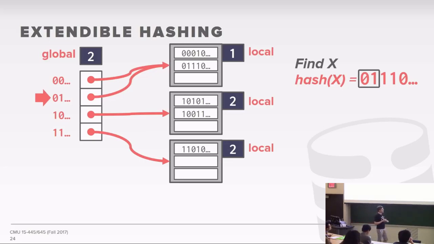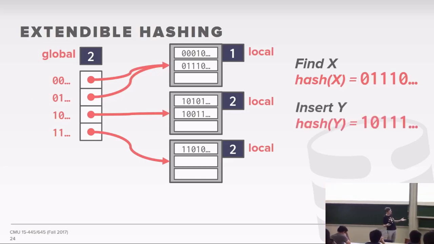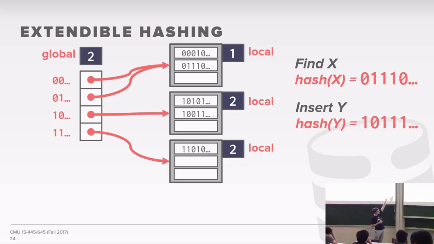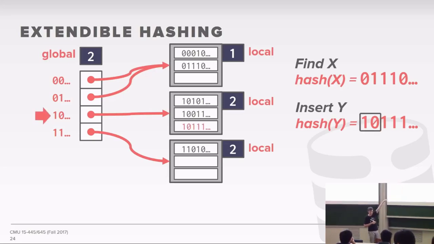All right, so let's say I want to insert y. And again, y hashes to some bit sequence. We look at our global counter. Our global counter says 2 bits. So we'll use the first 2 bits to map to some offset here. And then we go ahead and insert our entry. All right?